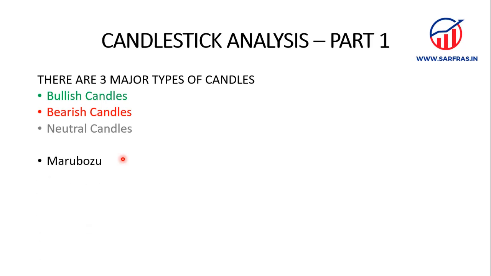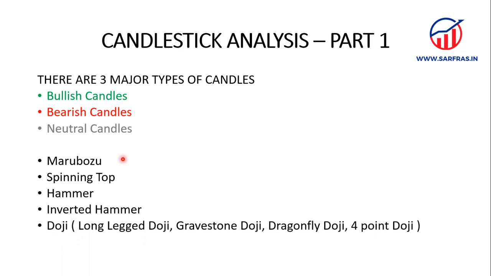You can see the names might be a little confusing, and I may not get the pronunciation correct, because many of these names are Japanese, since candlestick analysis was started by the Japanese. So this is a Marubozu, then you have a spinning top, a hammer, an inverted hammer, and dojis. Like dojis, there are four kinds: long leg, gravestone, dragonfly, and a 4-point doji. Let's go into more detail and check out a few examples individually as well as on a chart.